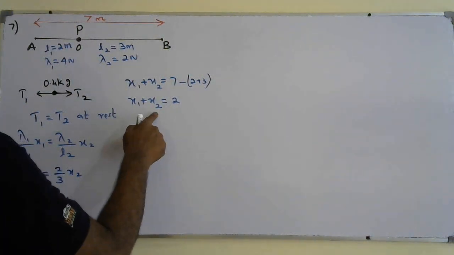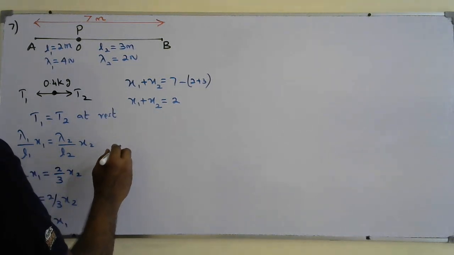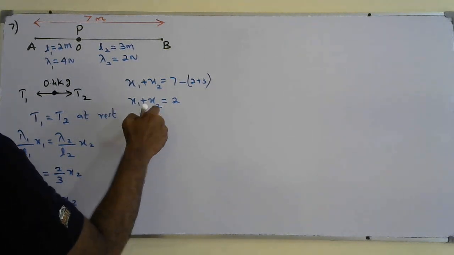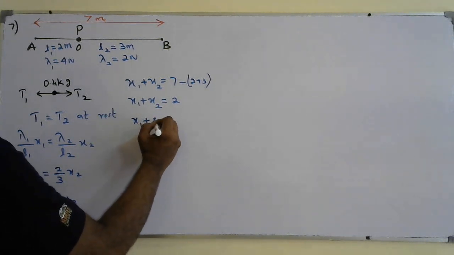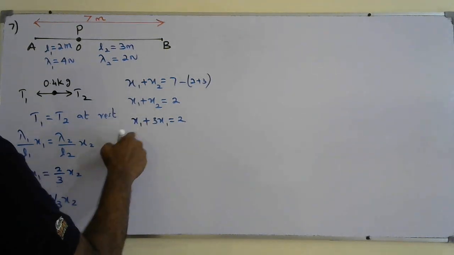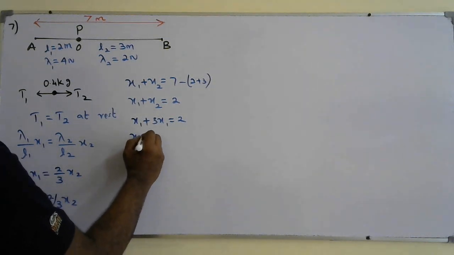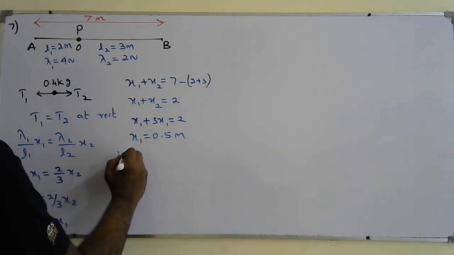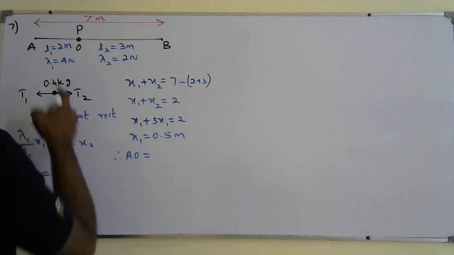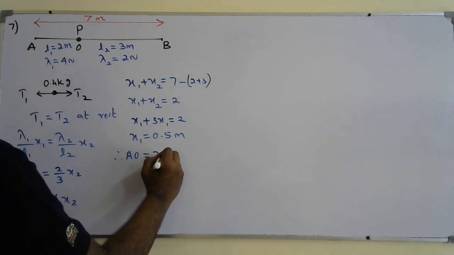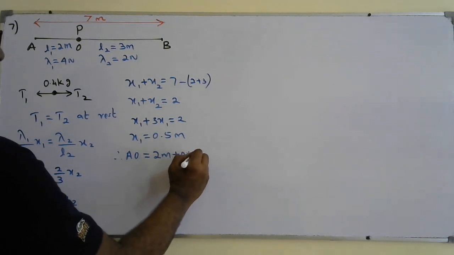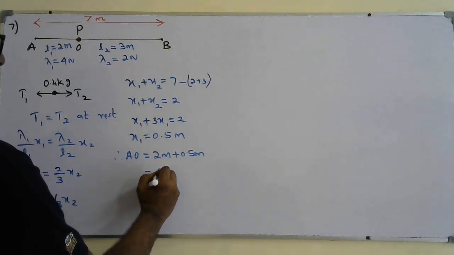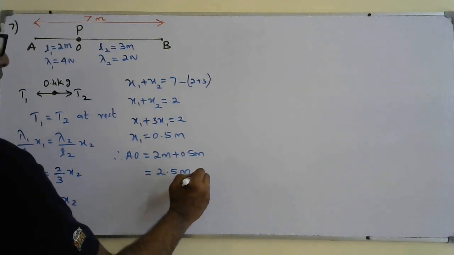So instead of x2, I can substitute 3x1. So x1 plus 3x1 equals 4x1 equals 2, which means x1 equals 0.5. Therefore, AO equals its natural length 2 meters plus extension 0.5 meters, that is 2.5 meters. That's the first part.